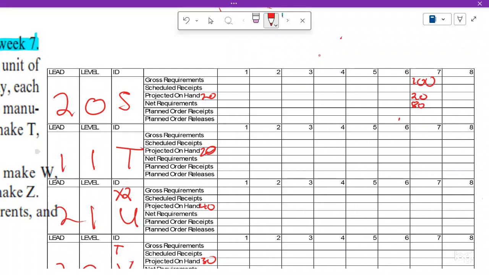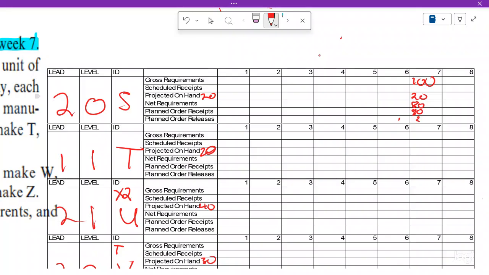Let's use the other term. Net requirement simply means net what? Net demand. Requirement is demand. Remember that. That statement always tricks students. I don't know why. Then planned order release. We are planning to release this order. And then the lead time is 2 weeks.